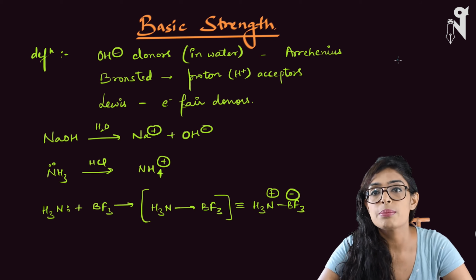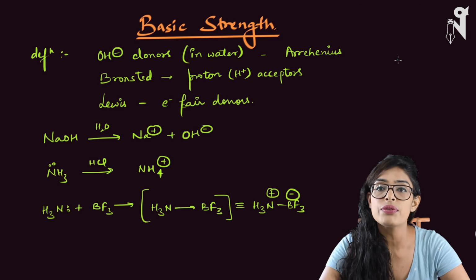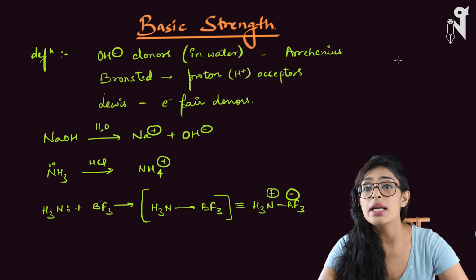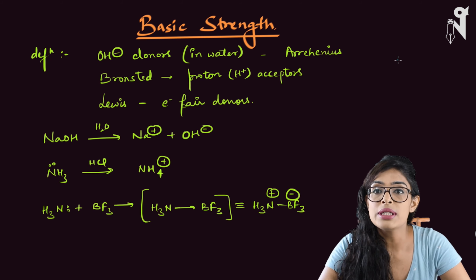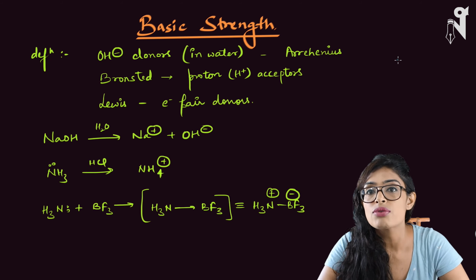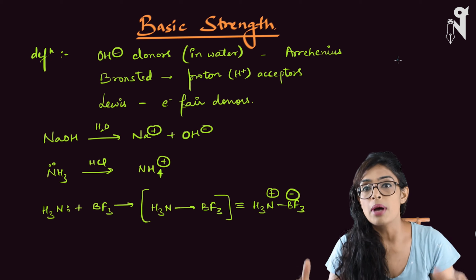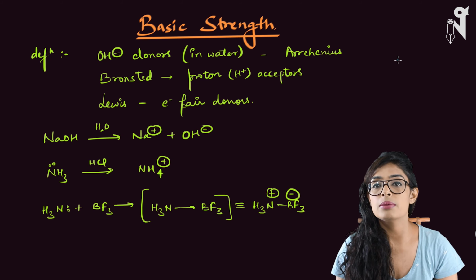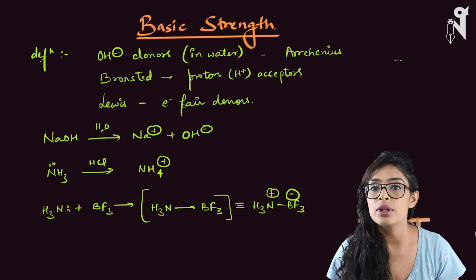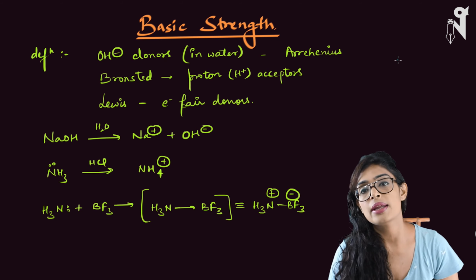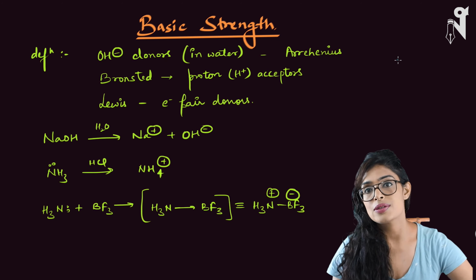Today we will be starting with the basic strength. So the flow is almost the same as what we have done in acidic strength. We will understand what exactly basic strength means, how to compare, what are the different factors we have to look after when we have to compare different compounds for their relative arrangement for the basic strength, and then we will talk about the reaction feasibility.